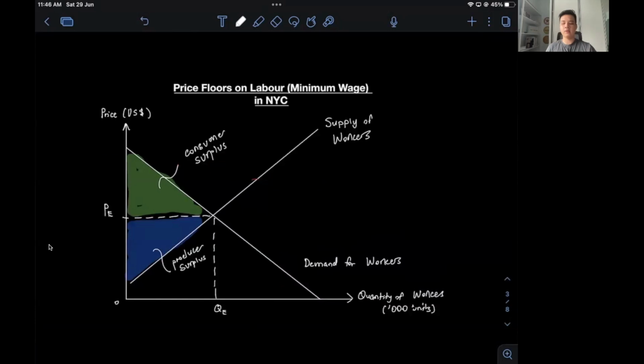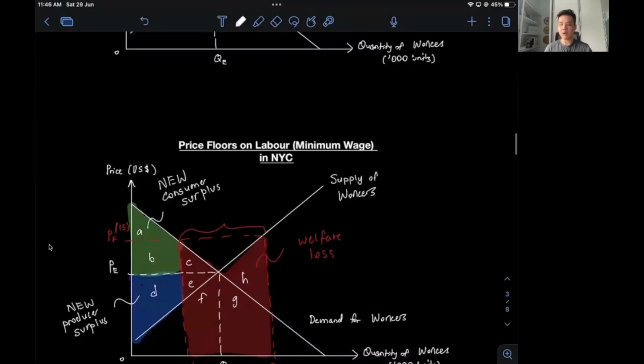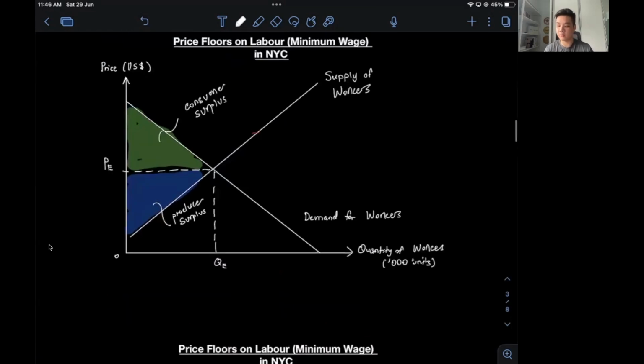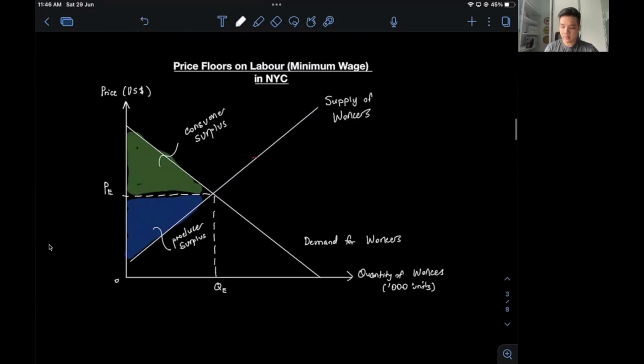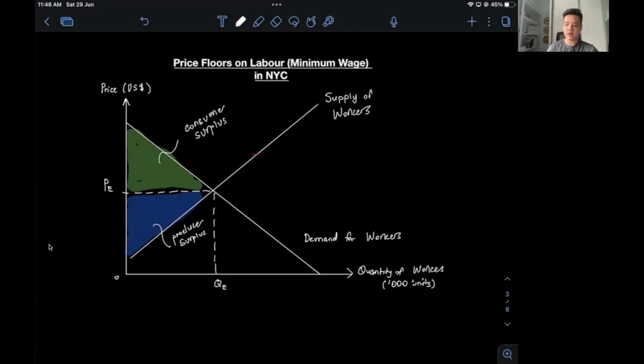And as with my previous video on price ceilings, let me walk you through these diagrams to explain what exactly the implications are and how these implications are reflected in an economic diagram. So firstly, imagine if we do not even have a minimum wage in New York City. This would be the price of labor, also known as wage, and this would be the quantity of labor being hired. This is the original consumer surplus reflected in this green triangle over here. And this is the original producer surplus reflected in this blue triangle over here.